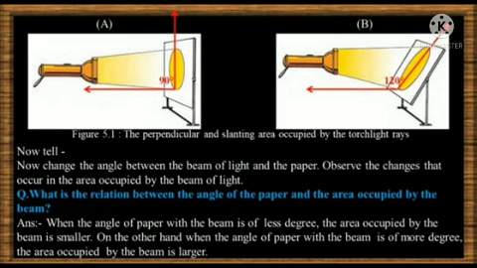Now, change the angle between the beam of light and the paper. Observe the changes that occur in the area occupied by the beam of light. What is the relationship between the angle of the paper and the area occupied by the beam? Answer. When the angle of the paper with the beam is of less degree, the area occupied by the beam is smaller. On the other hand, when the angle of the paper with the beam is of more degree, the area occupied by the beam is larger.